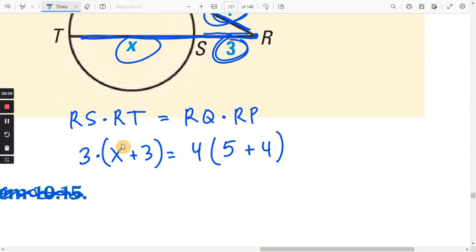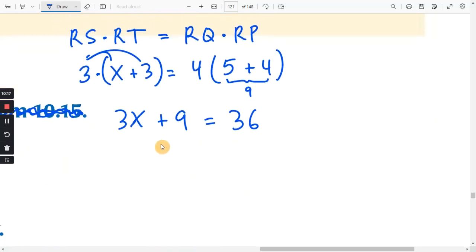All right, distributing 3 times X, it's 3X. 3 times 3 is 9. Keep the equal sign. 5 plus 4 is just 9. Okay, and then 4 times 9 is 36.